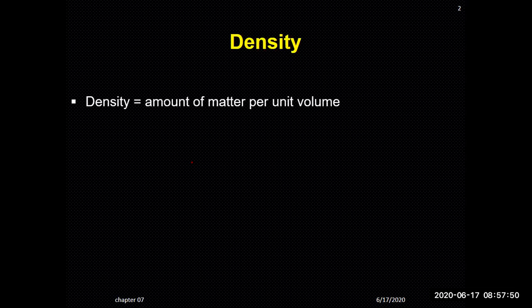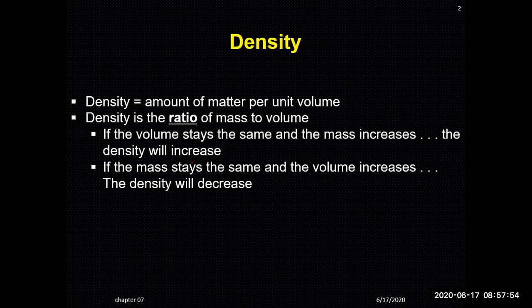Density is the amount of matter per unit volume. This is the definition of density. So density is the ratio of mass to volume. If the volume stays the same and the mass increases, then the density increases. If the mass stays the same and the volume increases, then the density decreases.